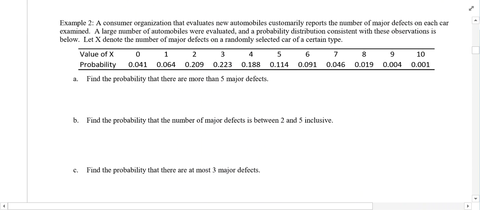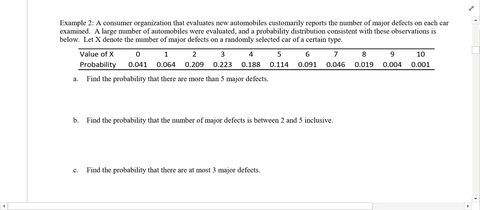All right, so a consumer organization that evaluates new automobiles customarily reports the number of major defects on each car examined. A large number of automobiles were evaluated, and the probability distribution consistent with these observations is below. Let X denote the number of major defects on a randomly selected car of a certain type. Defects range from 0 to 10. If you look at the probabilities, can you tell where most often, how many defects does it appear to be?